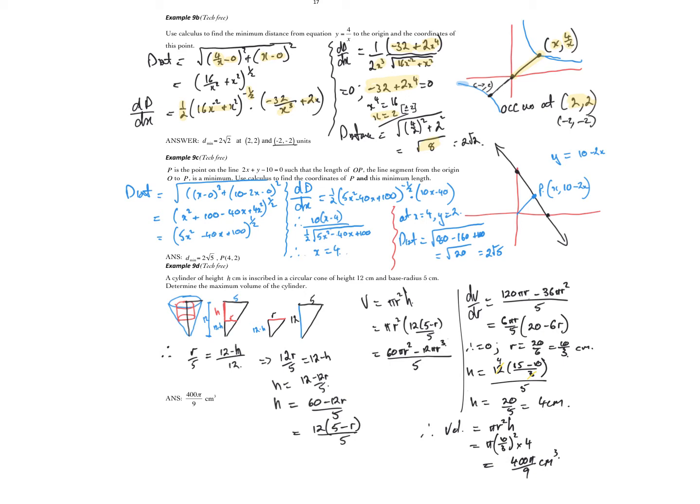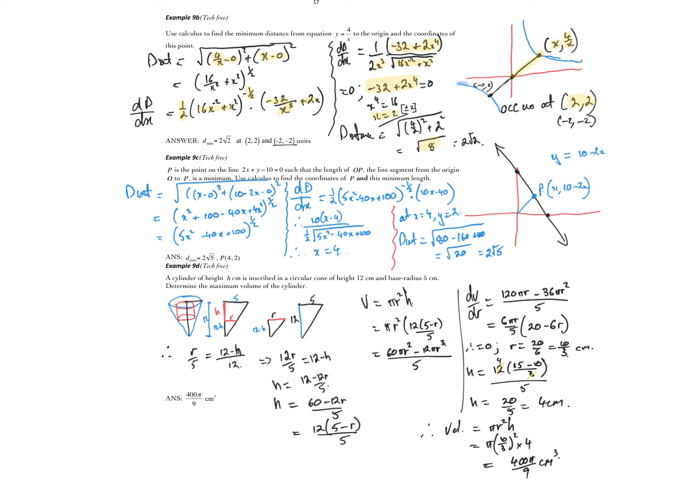All right. What about the next point? P is on the line 2x plus y minus 10 equal to 0, such that the length OP of the line segment from the origin is a minimum. Again, it's a very similar question, and they're regularly present on exam 1 questions.